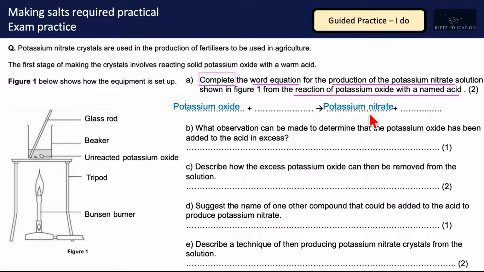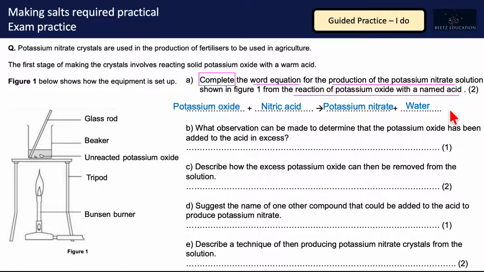Next thing, what's the base? Well, the base has got to be potassium oxide. Again, I'm told that in the question. Because I'm producing a nitrate as my salt, my acid is going to need to be nitric acid. And then I'm applying my knowledge of bases and acids. I always produce a salt and water. I get 1 mark for my reactants, 1 mark for my products.